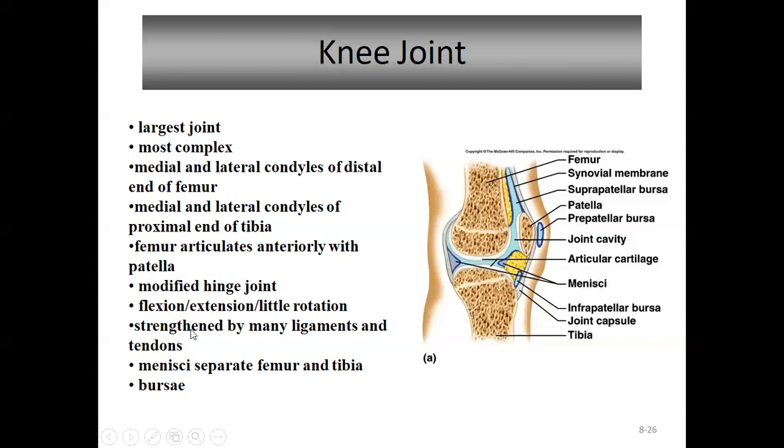This is also strengthened by many ligaments and tendons. You want to make sure that this is fortified and strong so that it helps you move and walk the way you need to or want to. And then you have these menisci that separate the femur and the tibia. The menisci are other cartilaginous structures that help to keep these separate. And again, you want to look up bursa so that you can understand better what the bursa are. The bursa are fluid-filled sacs that add another layer of protection and shock absorption, keeping these smaller structures from getting damaged inside the joint.